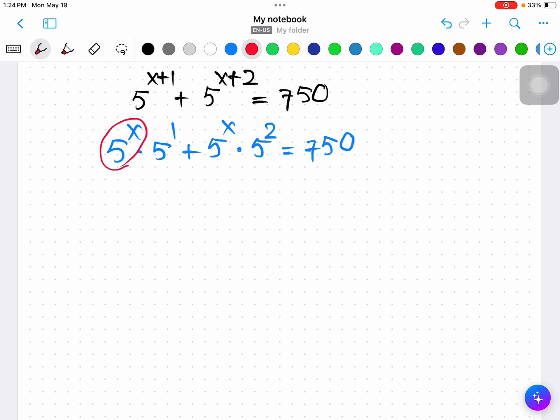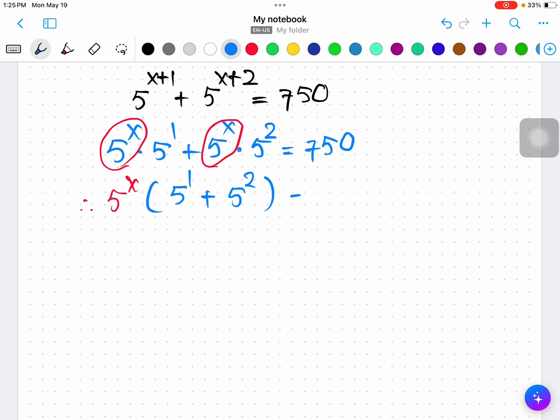5 raised to x is a common factor of 5 raised to x multiplied by 5 raised to 1 and 5 raised to x multiplied by 5 raised to 2. So 5 raised to x multiplied by the quantity 5 raised to 1 plus 5 raised to 2 is equal to 750.